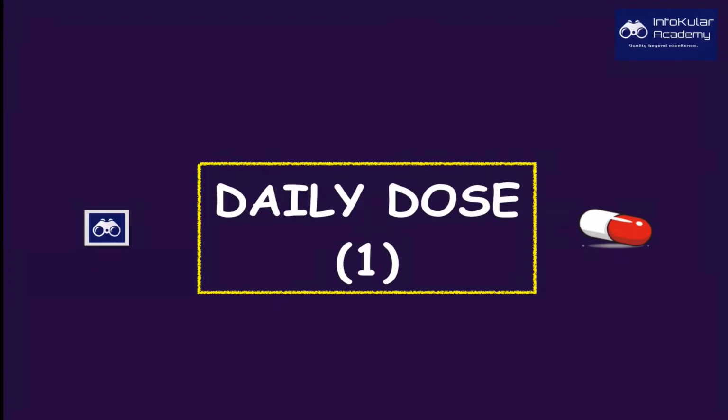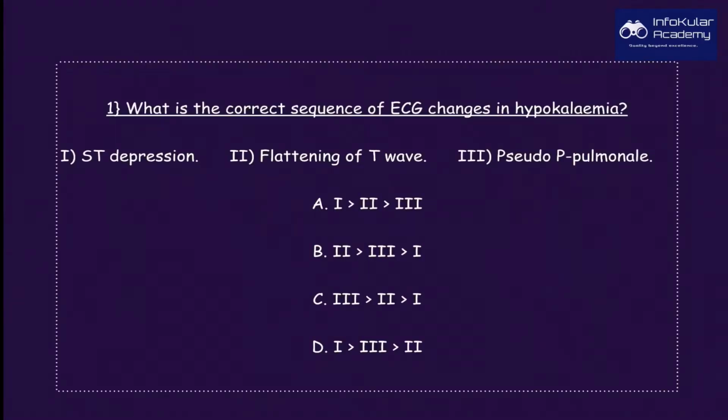Let's get started with our 5 quickie MCQ daily dose. What is the correct sequence of ECG changes in hypokalemia? 1. ST depression, 2. Flattening of T wave, 3. Pseudo-P pulmonale.